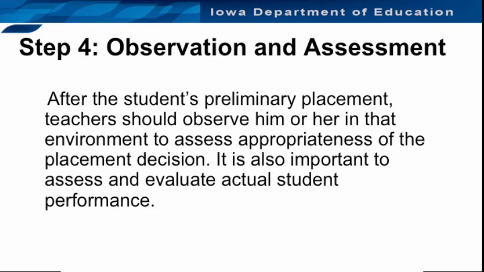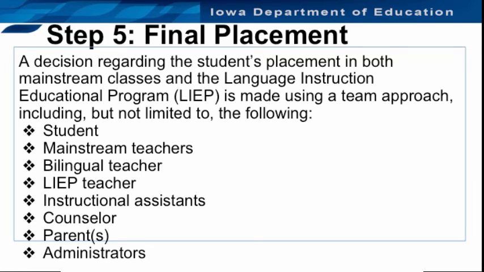Step 4, observation and assessment. After the student's preliminary placement, teachers should observe him or her in that environment to assess appropriateness of the placement decision. It's also important to assess and evaluate actual student performance. Step 5, the final placement.